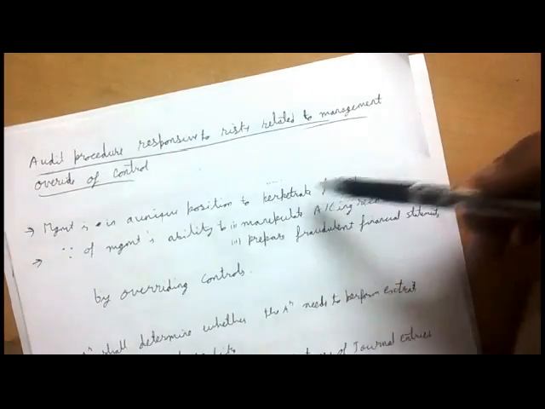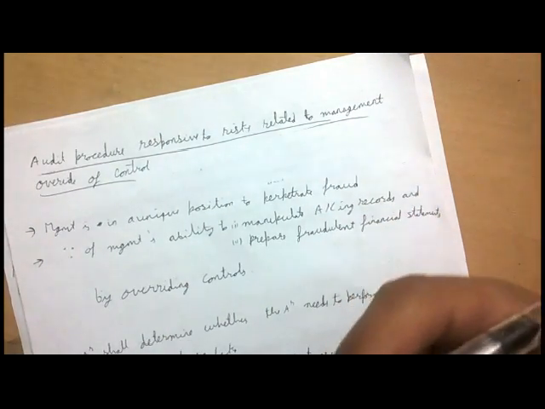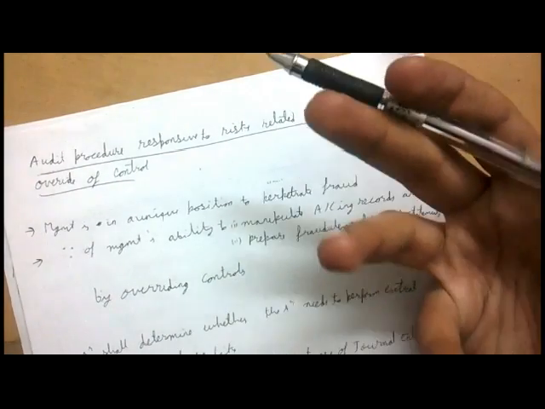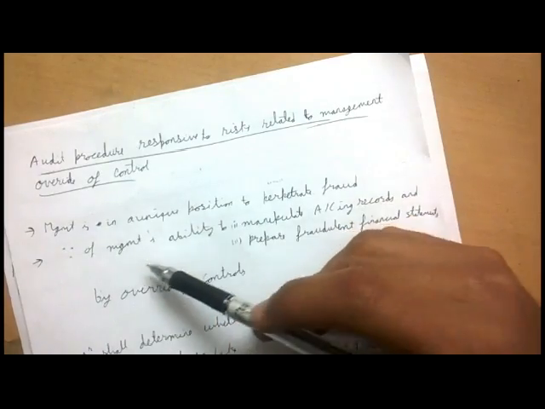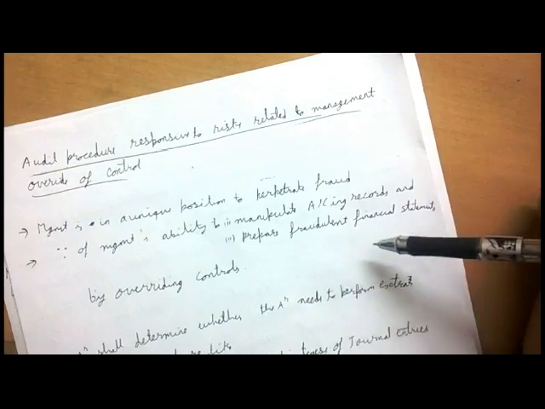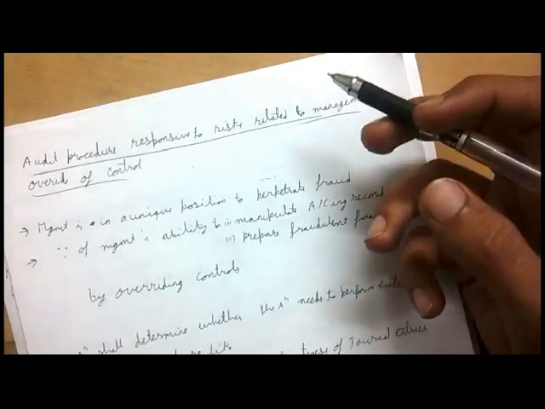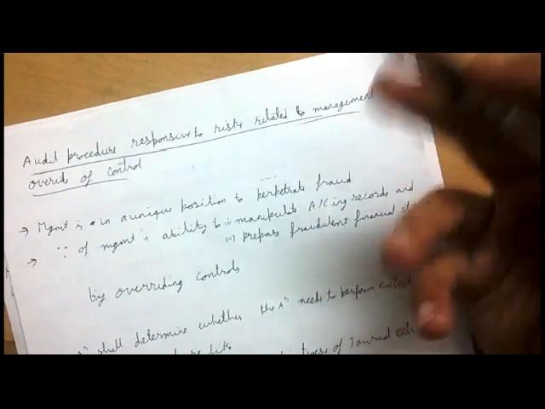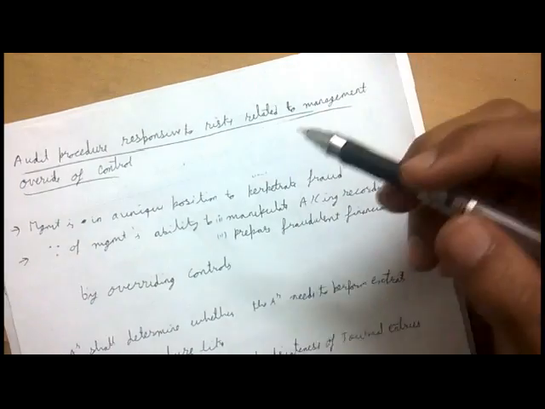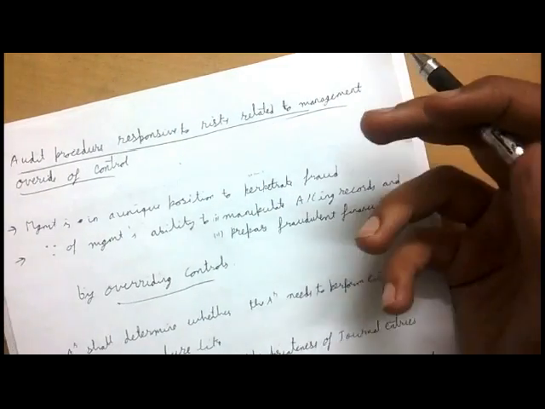So management is in a unique position to perpetrate fraud. Perpetrate means commit fraud. They are in a unique position to commit fraud which no one will be able to get to know about easily. Because of the management's ability, they can manipulate accounting records and prepare fraudulent financial statements. They can prepare fraudulent financial statements because they are the ones responsible for the preparation of the financial statements. So it would be easy for them to commit frauds. They are in a unique position to perpetrate fraud by overriding controls.